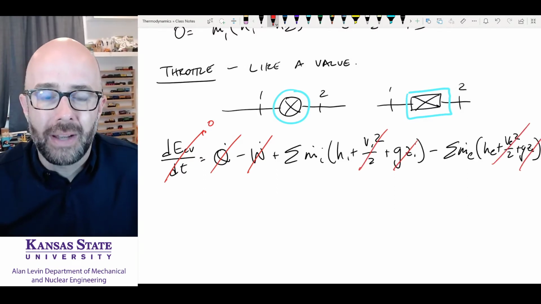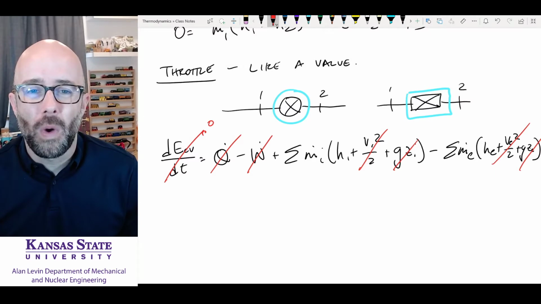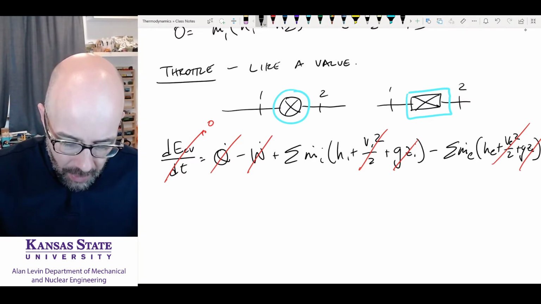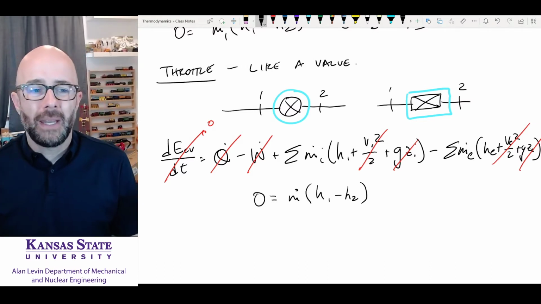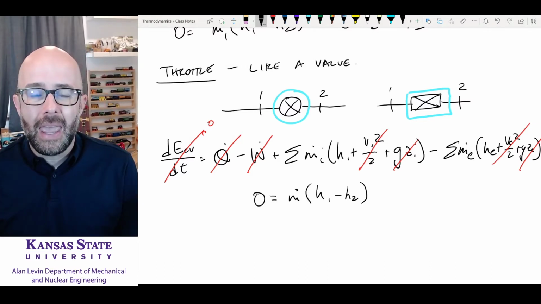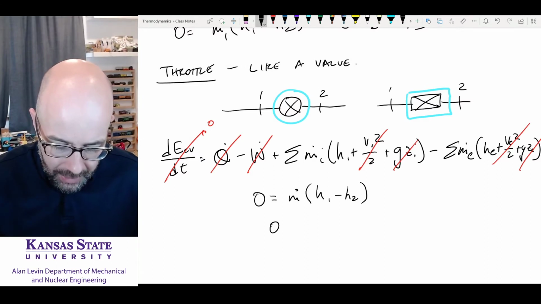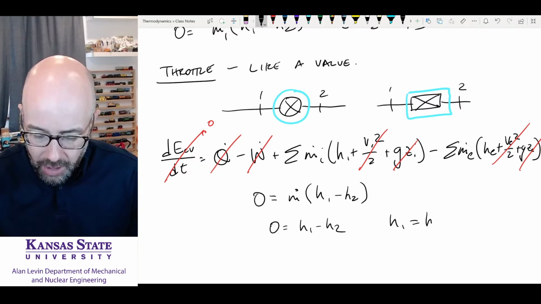A lot of things can go away. Now, this is not always the case. Sometimes you have a throttle that's going to have some heat transfer. But in our cases in Thermal 1, they're all going to go away. And so when this happens, you're going to end up with 0 is equal to m dot times h1 minus h2. Well, what does that mean here? M dot can't be 0. So that means that h1 minus h2 has to be 0. Okay, so we can say that 0 is equal to h1 minus h2, or that h1 equals h2.